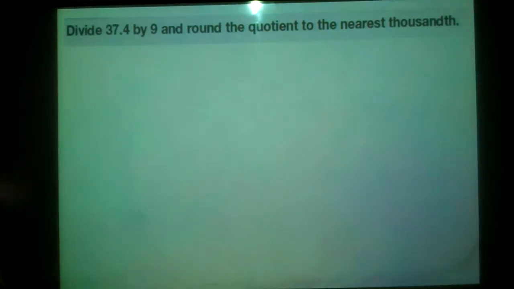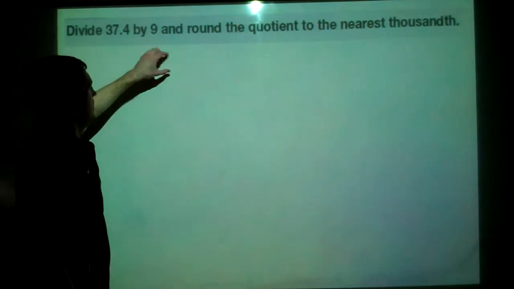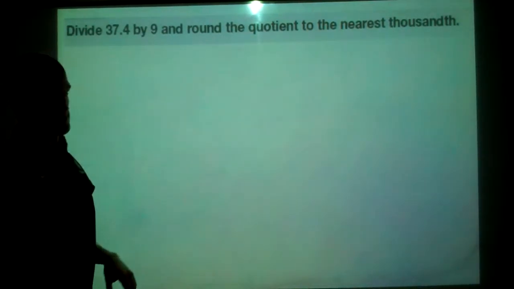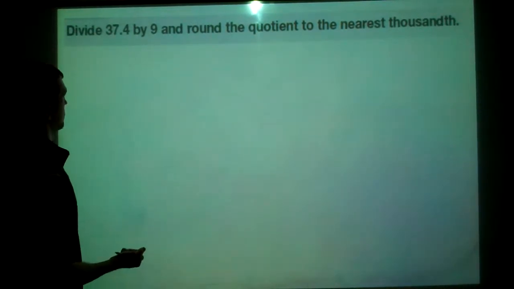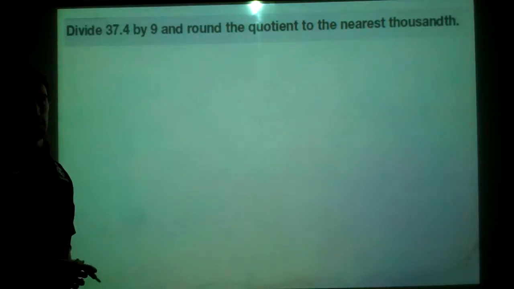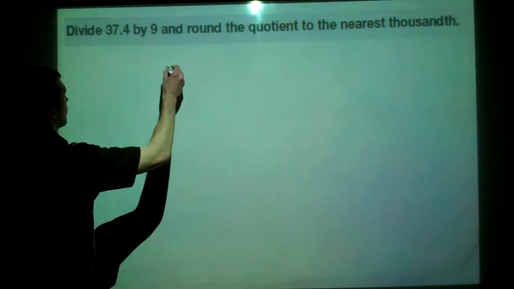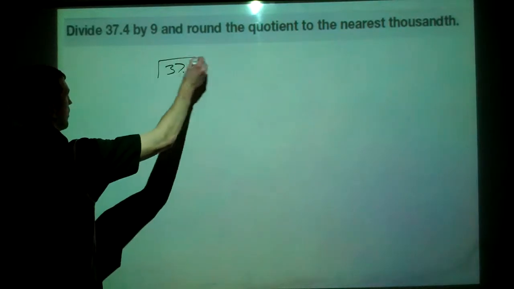You might not be sure how far it goes. But for instance here, we divide 37.4 by 9 and round our answer to the nearest thousandth. So this one goes beyond the thousandth place, but it says that we can round it to the nearest thousandth, which means we have to divide until the 10,000th place. So 37.4 divided by 9.